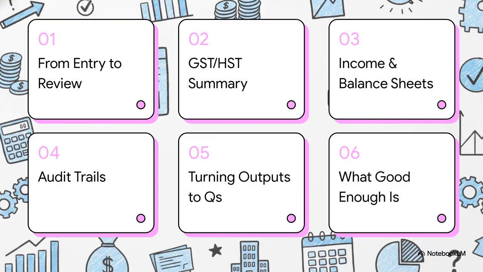So here is our roadmap for today. We'll start by moving from entry to review, check out your GST/HST summary, decode your income and balance sheets, follow some audit trails and tax add-backs, turn those outputs into questions, and finally, define what good enough actually looks like. Just to reassure you, this is a very structured part of the maturity layer for your tax and financial discipline. We're going to take it step by step.